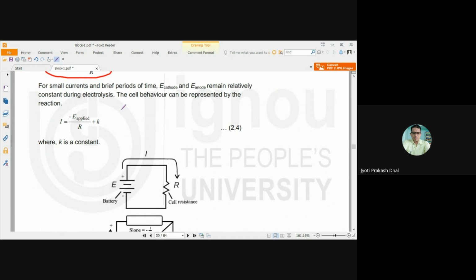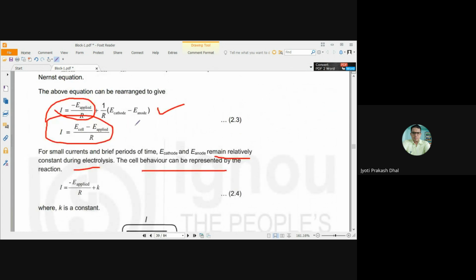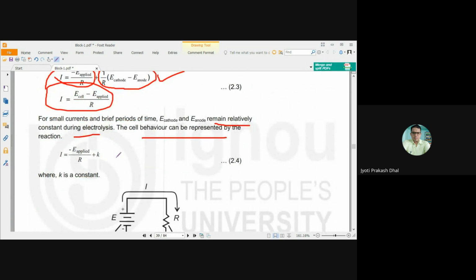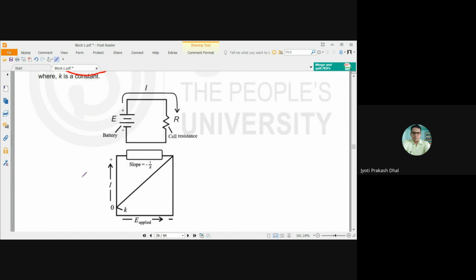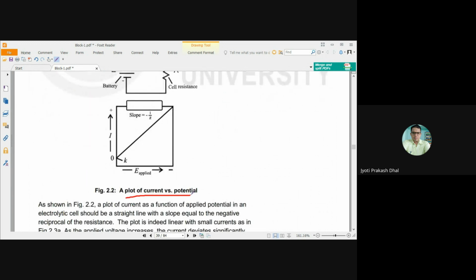Now for small currents and short periods of time, E cathode and E anode remain relatively constant during the electrolysis. So 1 by R times this constant factor will become one constant. The cell behavior can then be represented by I equals minus E applied divided by R plus K, where K is the constant. So this is a plot of the current versus potential.